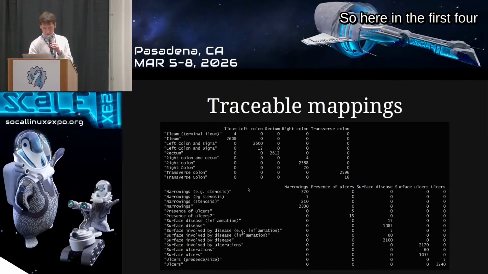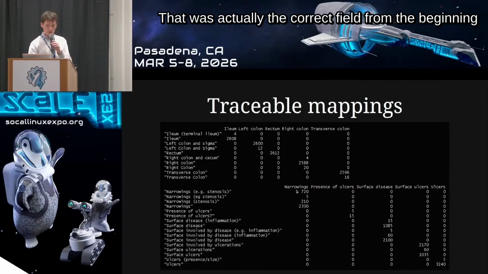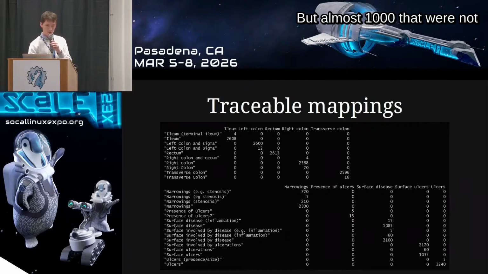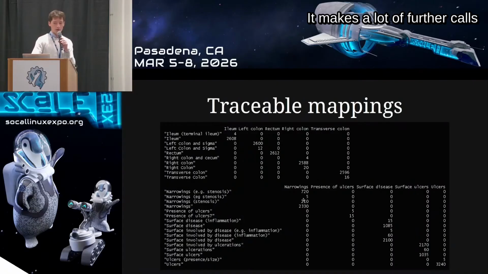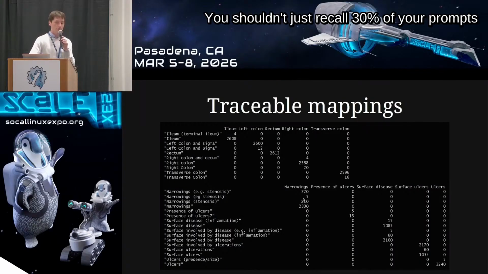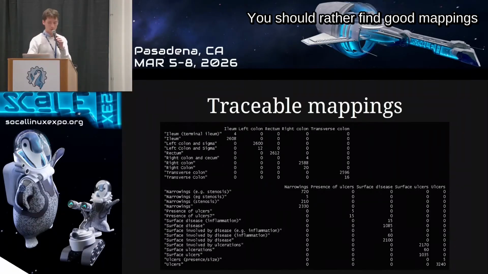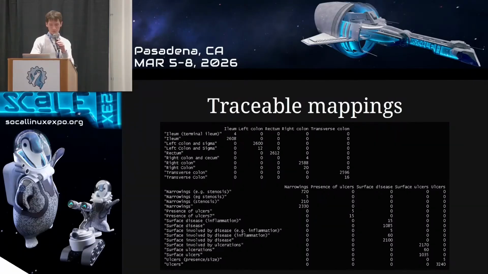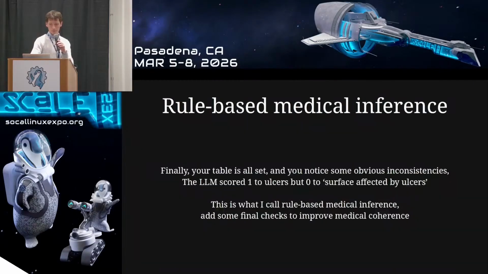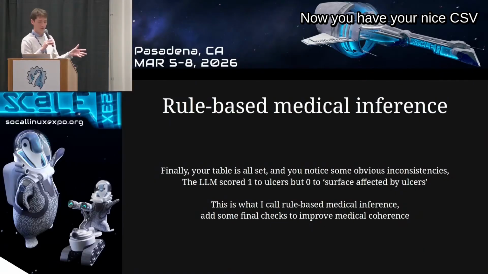So here in the first four, we can see there were 2,000 that were actually the correct field from the beginning, but almost 1,000 that were not. So if you're recalling that much, it makes a lot of further calls. So I think that you shouldn't just recall 30% of your prompts. You should rather find good mappings. So now you have your nice CSV.